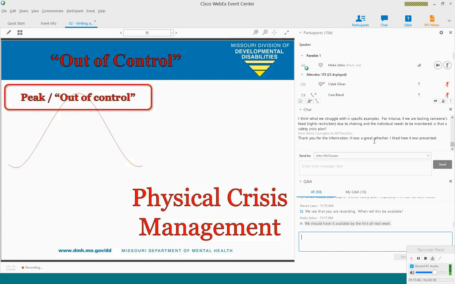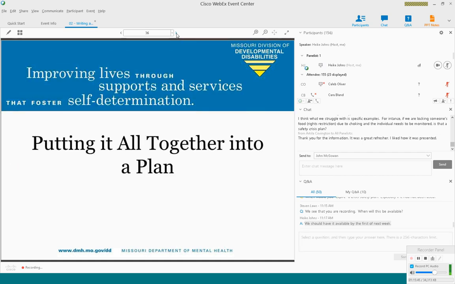Doesn't look like there are any other questions on that, so I will go into the next section. Again, if you have more questions, just shoot them out and I will address them as they come in. So we're going to look at how we put it all together now. The directive has a sample format that's included. It's attachment B.